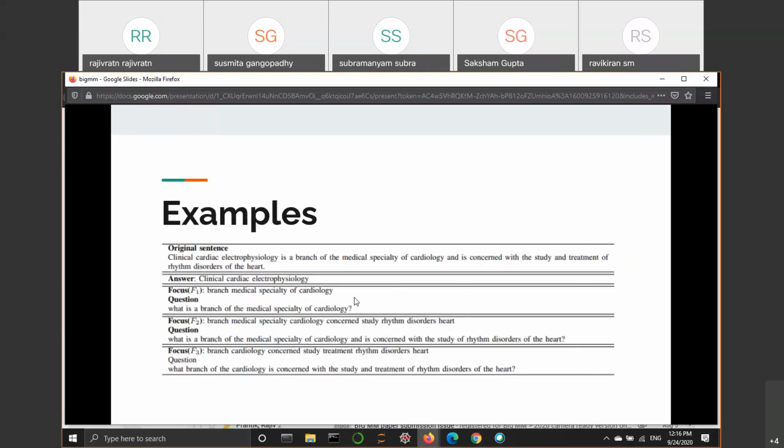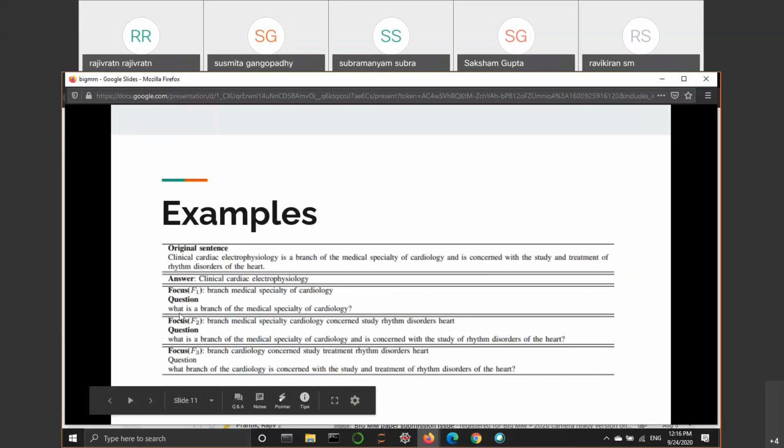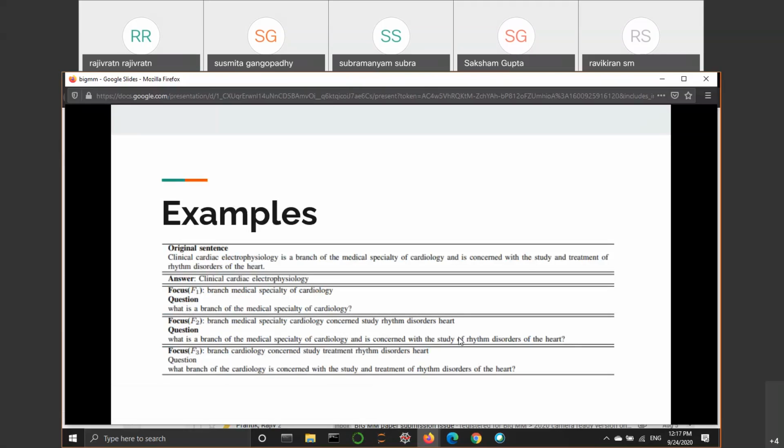So, Sumit, just to answer your question, we are not only paraphrasing. You see the two questions: which is a branch of the medical specialty of cardiology, and which is a branch of the medical specialty of cardiology and is concerned with the study of rhythm or disorders of the heart. So it is also adding some extra information which is valuable. So it's not only framing the questions differently, but also adding and removing information. Some intelligent keyword portion is also there in this algorithm.